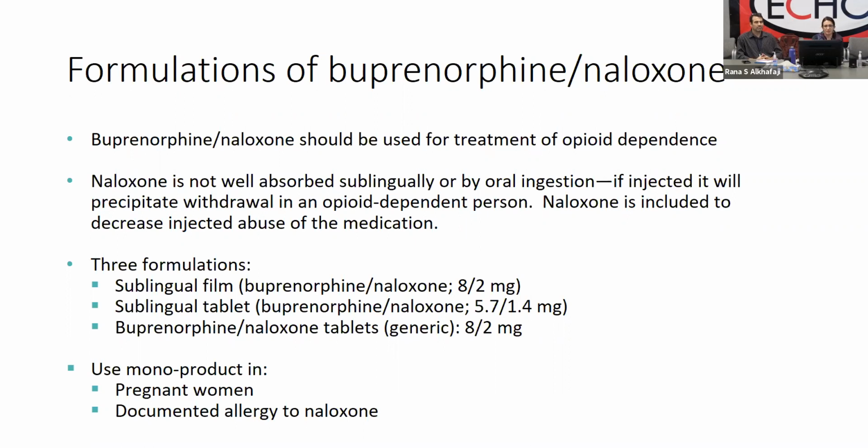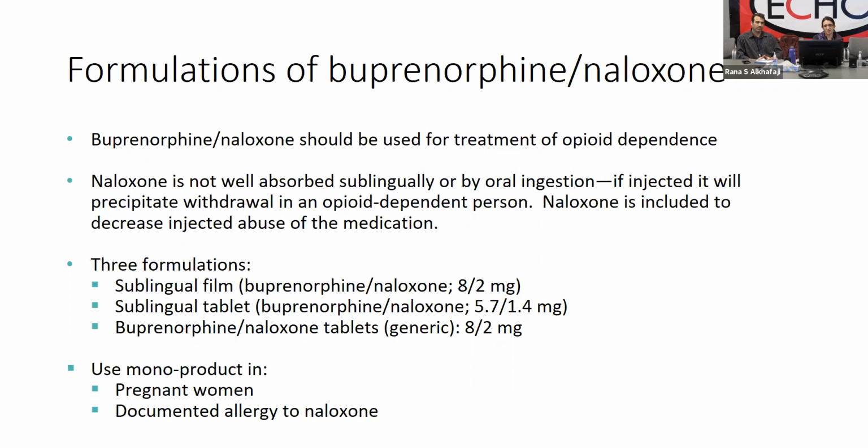There's also a tablet form, that's the Zubsolv, and that's the equivalent dose there that I was talking about to the 8 milligram. And then there's the generic tablet form of Suboxone, which is the same as the film dosage. Again, we're just going to use the mono product in patients who are pregnant and try to avoid it otherwise due to increased risk of diversion.